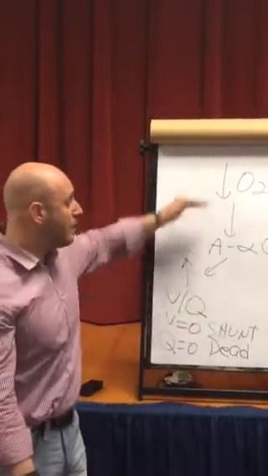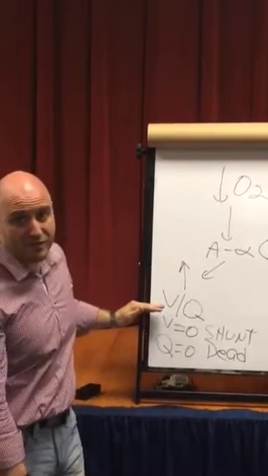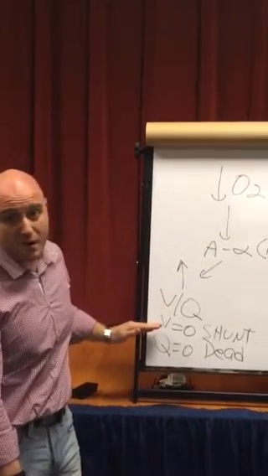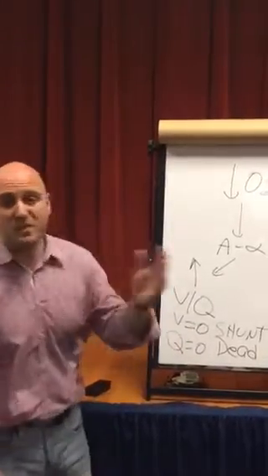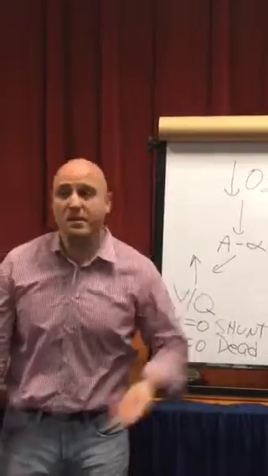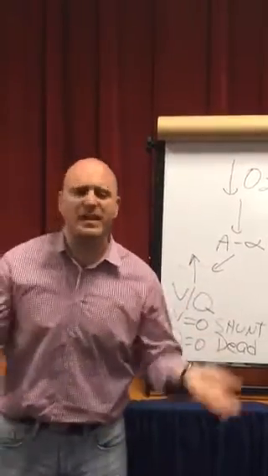Well, that's how you break it down. Hypoxic, you look at the AA gradient. If the AA gradient is elevated, then you have a VQ mismatch. If V is equal to 0, that's a shunt. If Q is equal to 0, that's dead space. Otherwise, you have a mismatch somewhere in between, whether it's a pulmonary embolus, whether it's an infection, whether it's an autoimmune disease, whatever the case may be.